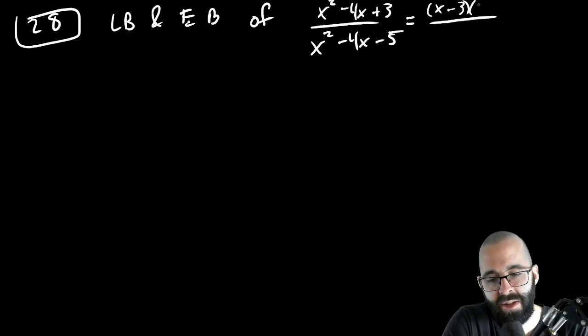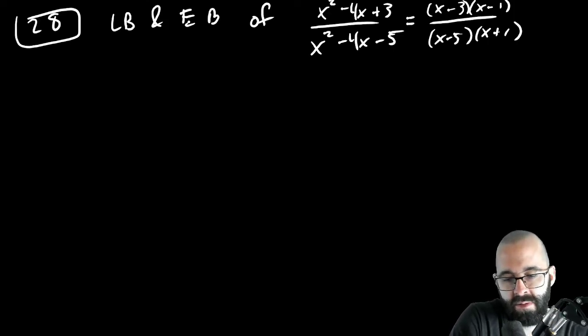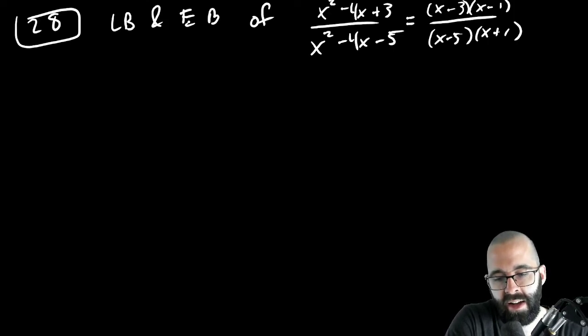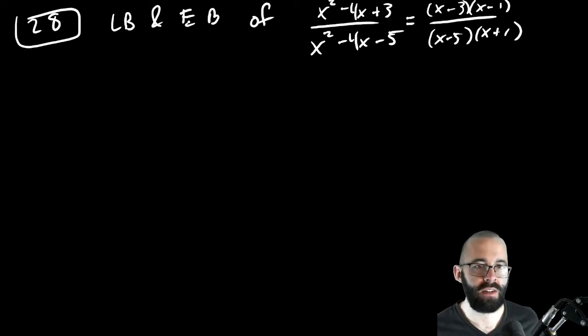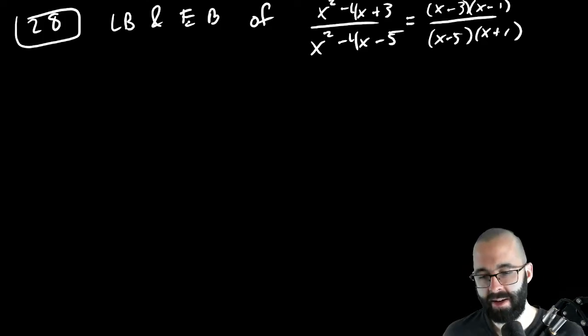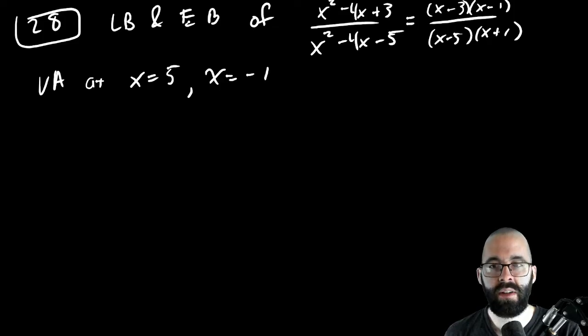The numerator is x minus 3, x minus 1. And the denominator is x minus 5, x plus 1. Again, multiply to 3 on the top, add to -4. Multiply to -5 on the bottom, add to -4. Okay, so there are no removable discontinuities. Removable discontinuities are just when there's a shared factor in the top and the bottom. So we know there's a vertical asymptote at x equals, look at the denominator, 5, and at x equals -1.